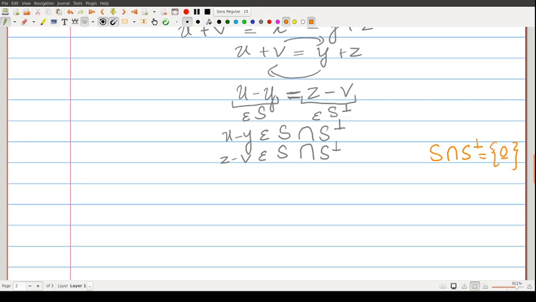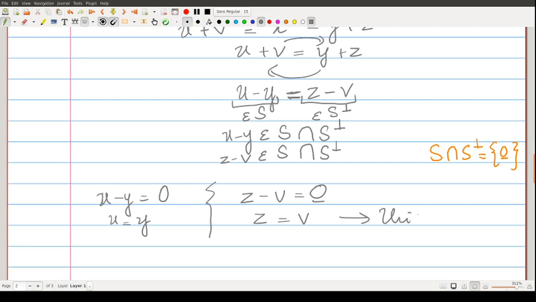These spaces have nothing in common, they only have the trivial zero vector in common, which means that U minus V, U minus Y has to be the zero vector, which means of course that U has to be equal to Y by the axioms of vector spaces, right? And similarly, Z minus V has to be equal to the zero vector, which means Z must be equal to V. And therefore, indeed, we've shown that this is a unique representation: if you try to make another representation, it will turn out it was actually the same representation that you started off with, right?